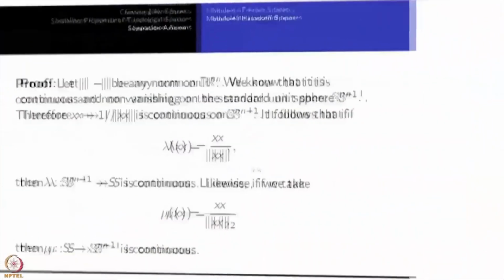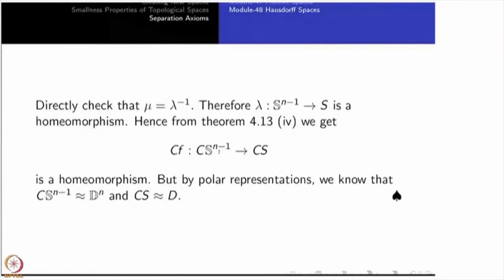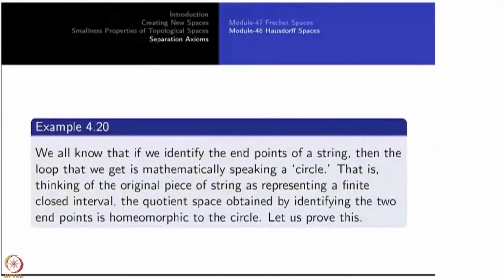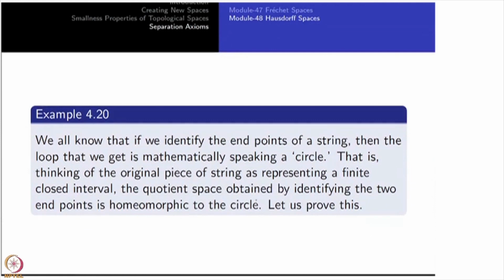Okay, so let me go back to the slides. Okay, so let us do this business. Namely, let us prove that the quotient of the closed interval [0, 1] by the identification, namely the endpoints 0 and 1 are identified, is actually S1.